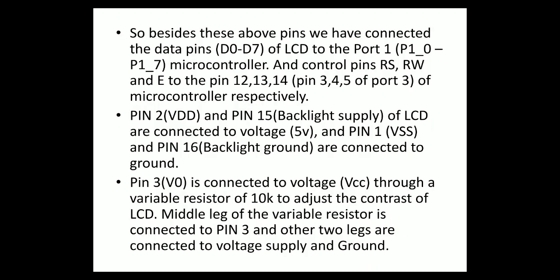Let us understand this. In these connections, port 1, that is 1.0 to 1.7 of the controller, I have connected to the data pins of the LCD. Next, the control pins RS, RW and E, which are pin numbers 12, 13 and 14 of the LCD, are connected from pins 3, 4, 5 of port 3. These are the interconnections that have been done. Everybody understood this?